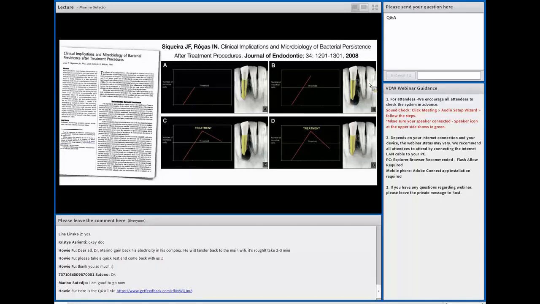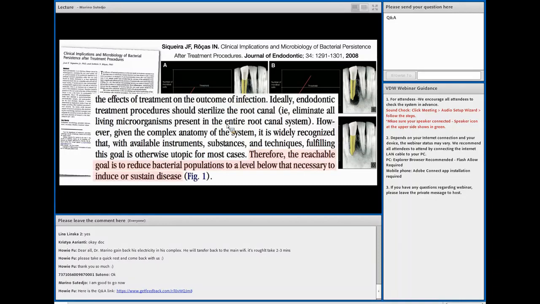So what we need to do with our endodontic treatment, with our preparation, shaping, and cleaning, is reduce the number of bacteria to a level below the threshold. Because it is impossible for us to reach the zero level. Therefore, our goal is to reduce the bacterial population inside the root canal to a level below what is necessary to induce or sustain the disease.